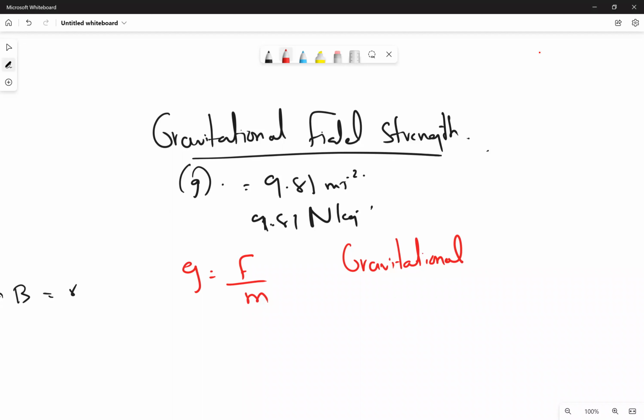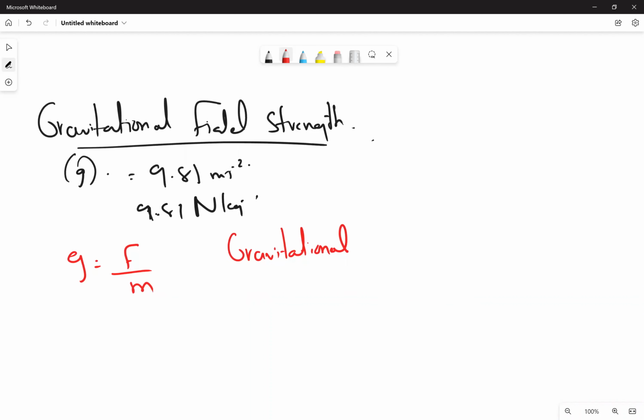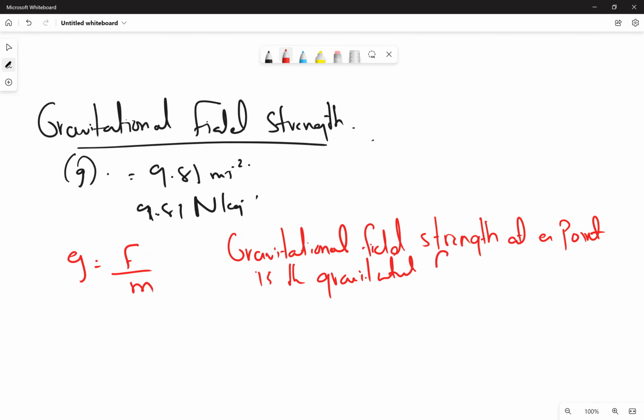All right, F over M is the formula for gravitational field strength. This is what I was telling. Force per unit mass. I was about to write the definition: gravitational field strength is the gravitational force exerted per unit mass on a small object placed at that point.